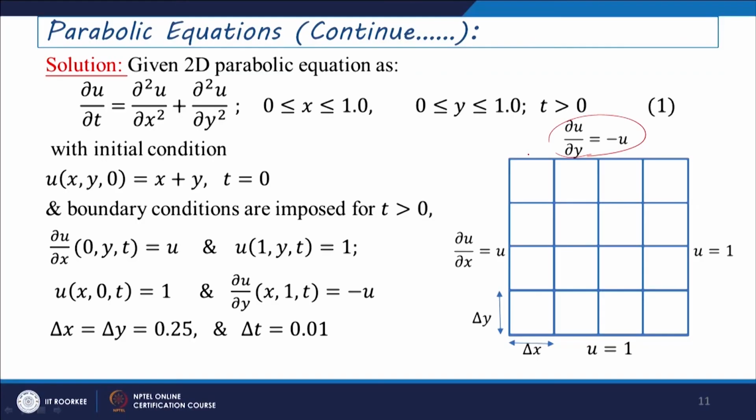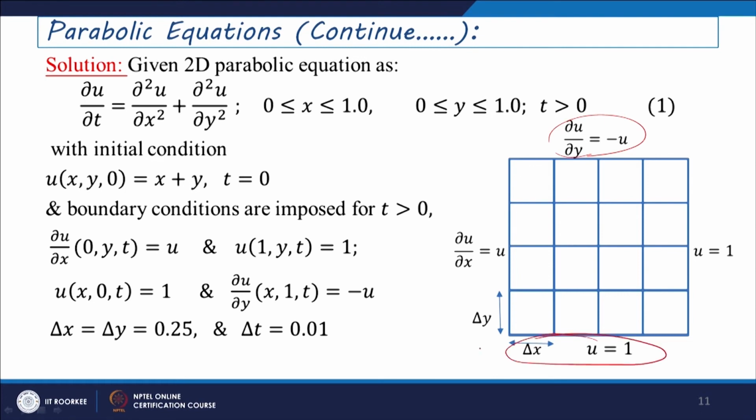So, if we write all these boundary conditions in a compact form, it can be written as del u by del x at 0 y t equals u, and u of 1 y t equals 1, and u of x 0 t is 1 here, since x 0 t means at y equals 0, we are considering this boundary here.